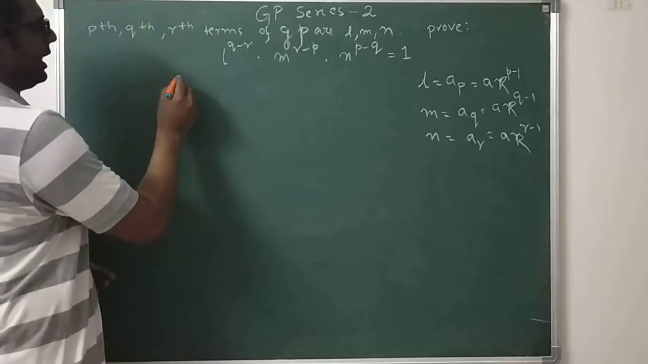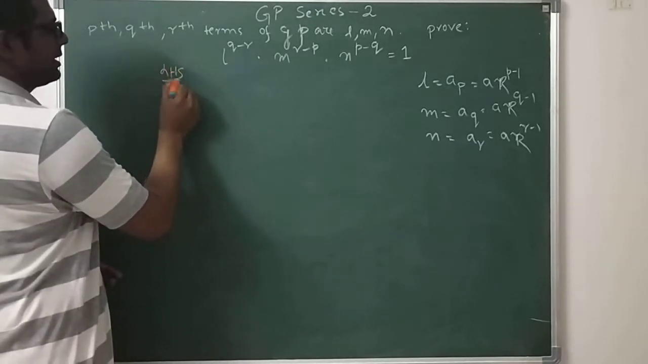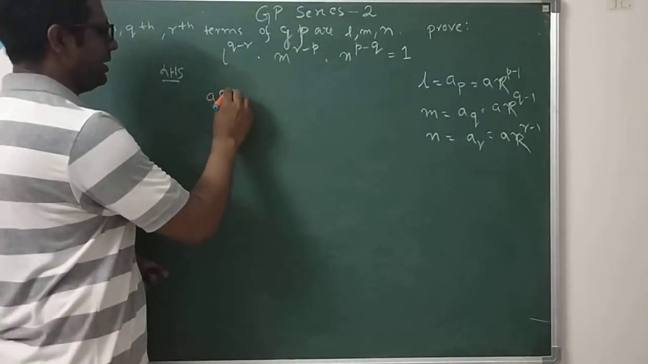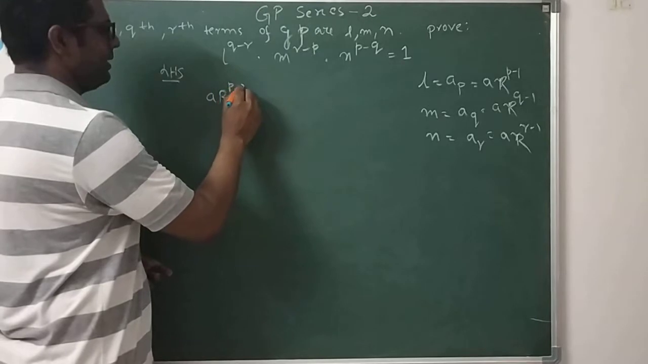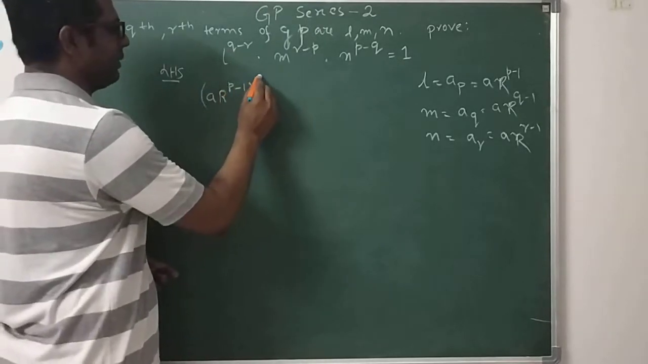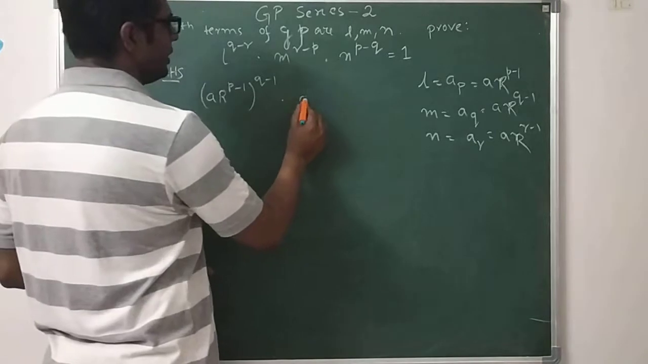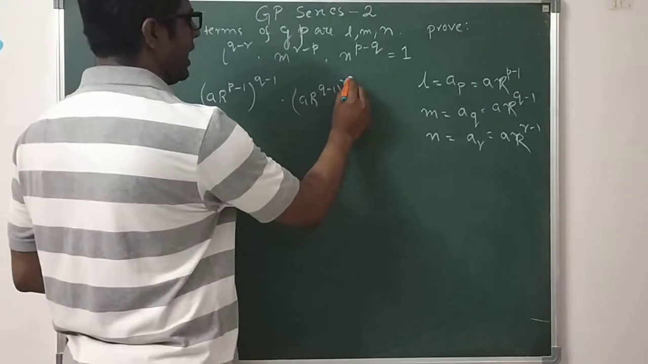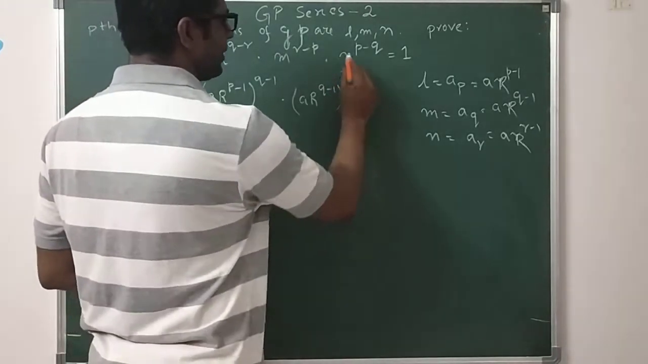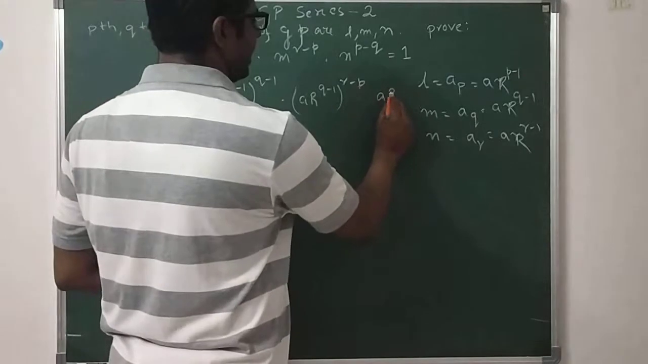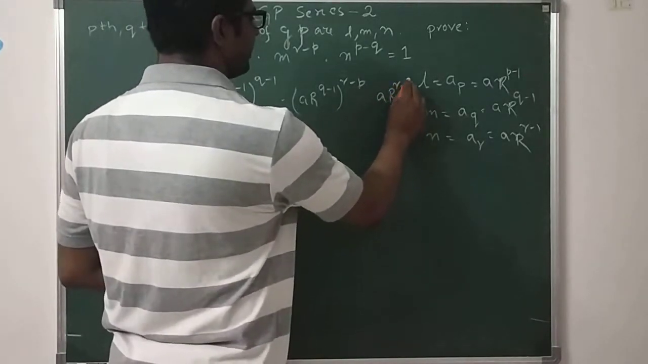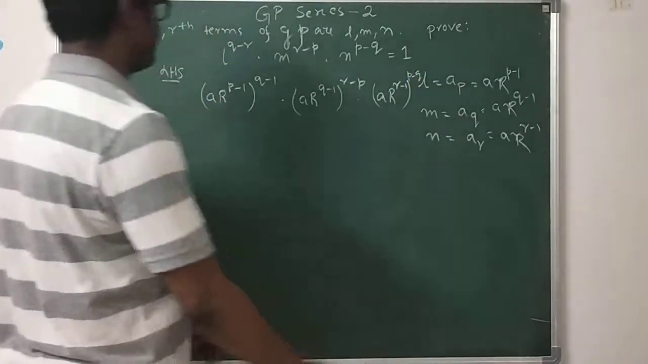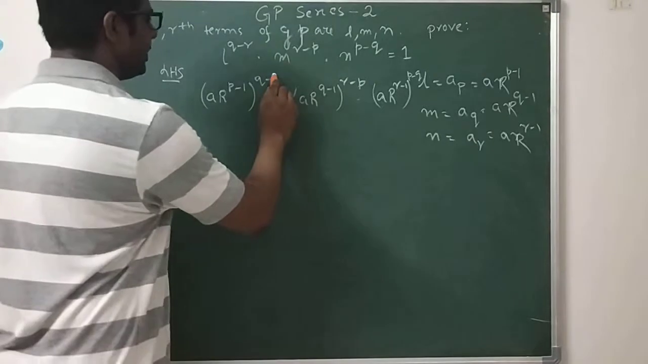We'll just have to change it to capital R. Now I'll just put in the LHS. L, what is the value of L? A R^(P-1) whole to the power Q-1 into here A R^(Q-1) whole to the power R-P into N, in place of N, A R^(R-1) whole to the power P-Q. Okay, this is Q minus R, sorry.